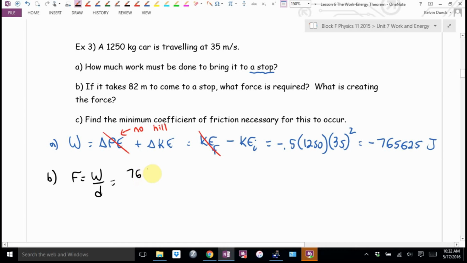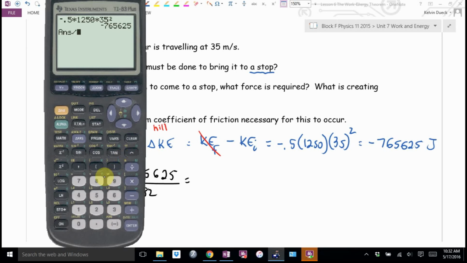765,625. I'm going to ditch the negative. What's the distance here? The other way to think about that negative is it's a direction for the force. If the car is going north, which way must the braking force act? What's the negative north? South. If the car is going east, the force to slow it down has to act west. Okay, so that's another way to interpret the negative.